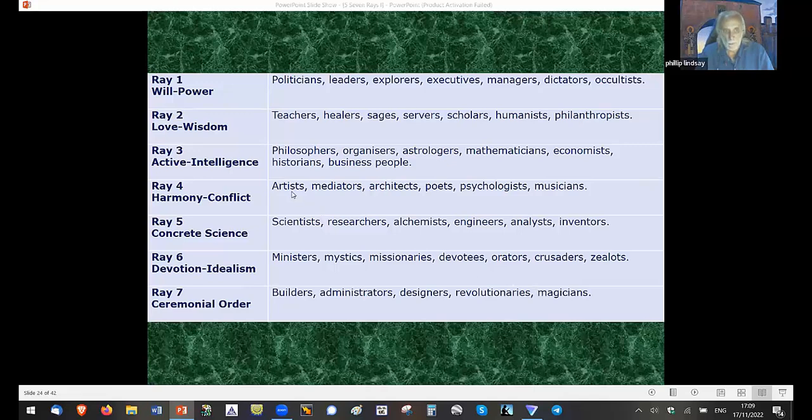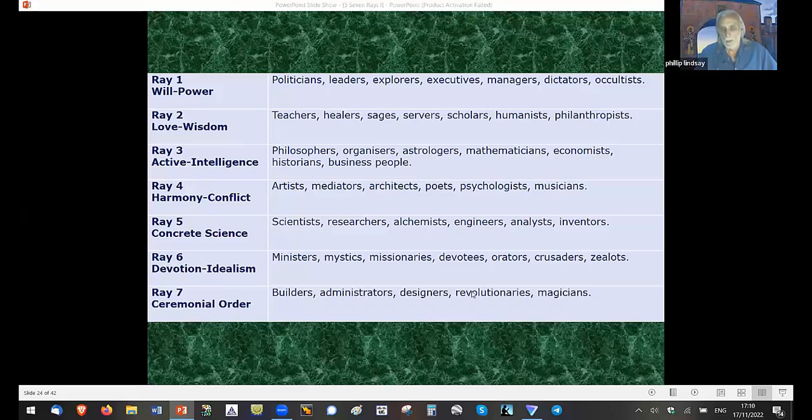For instance, the fourth ray, harmony through conflict for architects, goes well with ray 7 designers. And we have that American architect, Frank Lloyd Wright, is a good example of fourth and seventh rays working together, and the many beautiful buildings that he designed.